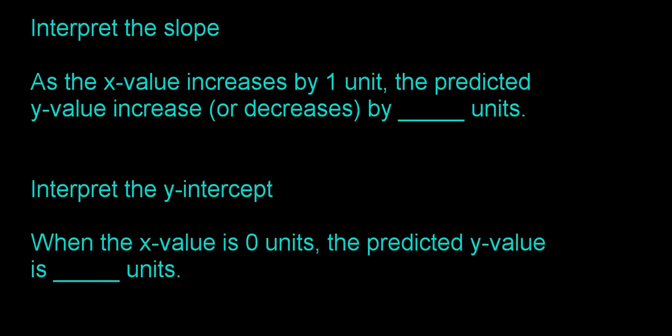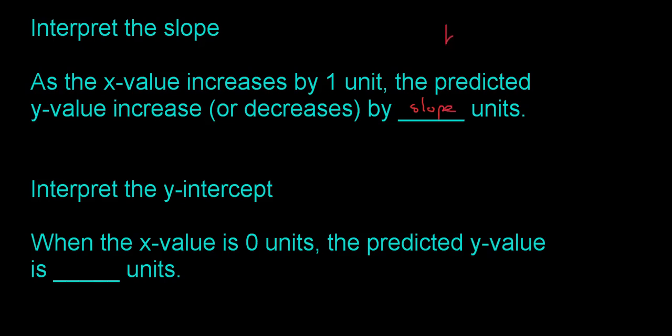All right, so next up, you need to be able to interpret the slope. Guarantee that you're probably going to have at least a multiple choice question that covers this, or maybe even an FRQ question that covers this. Interpreting the slope. You need to be able to do this in context. So this is a very generic answer, but you need to be able to do it in context. As the x value increases by 1 unit, the predicted y value increases, or decreases if it's negative, by, well, that's your slope, right? Your slope goes right there.